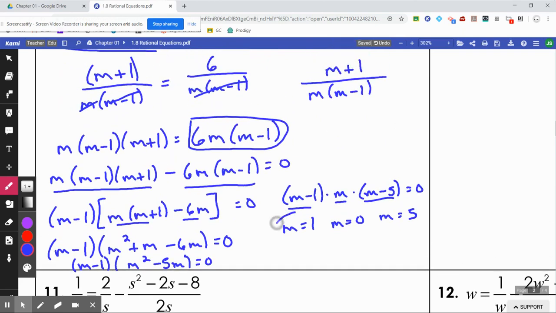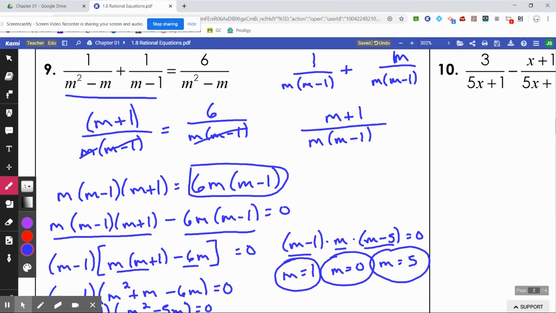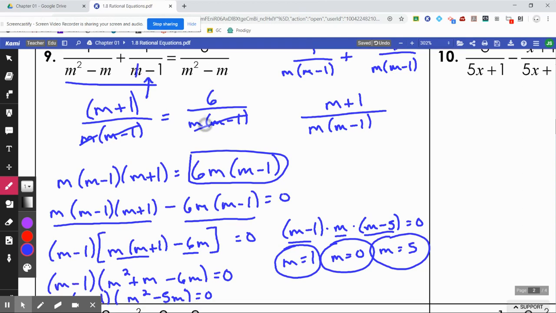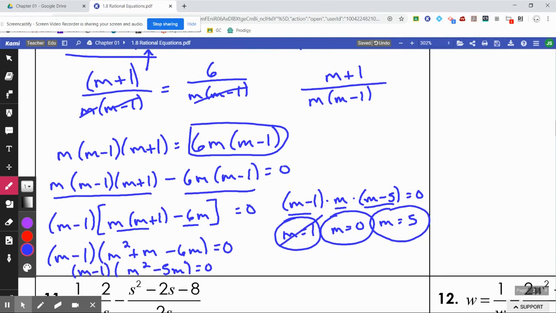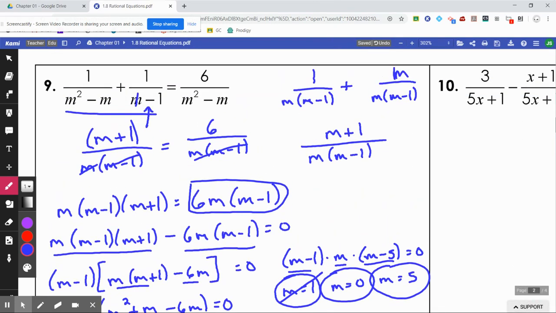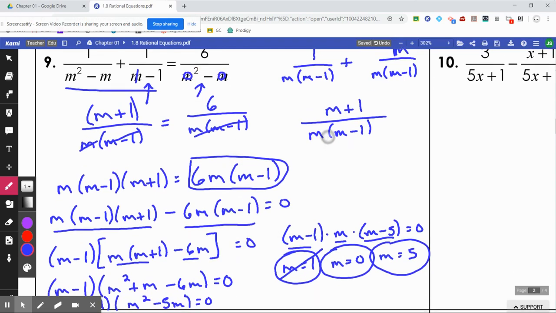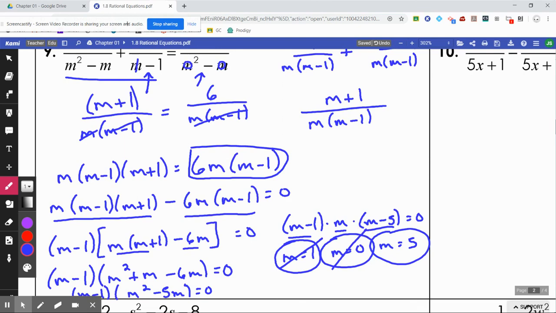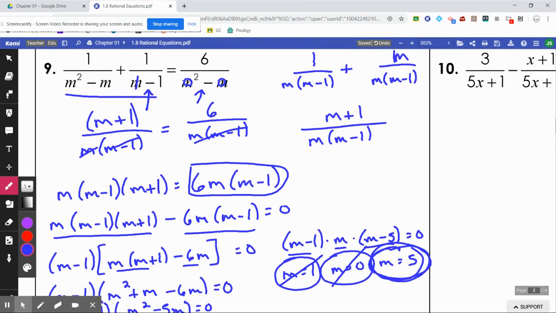However, let's check to make sure that m can be 1, 0, and 5. If you were to plug m equals 1 into your original, you get 1 minus 1, which would be 0. That was not legal. If you were to plug 0 into this term, 0 squared minus 0, you would end up with 0, so that is not legal. So m equals 5 is going to be your only answer to this problem.